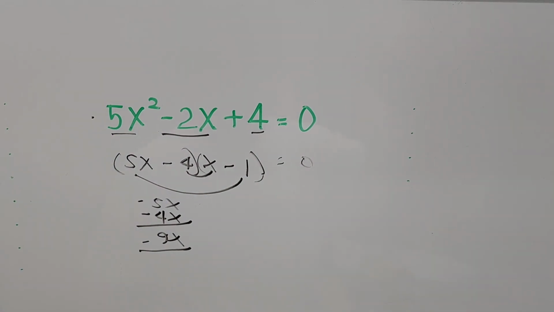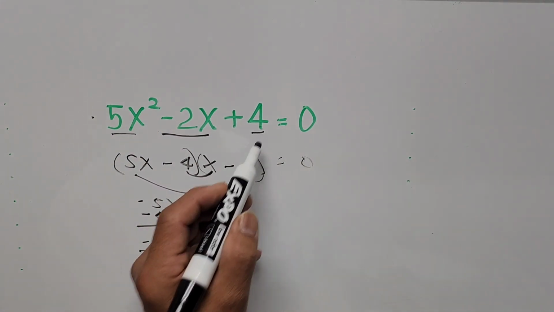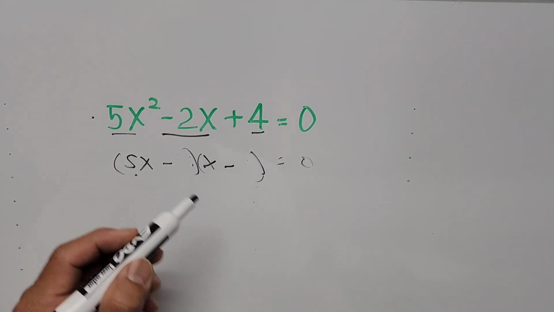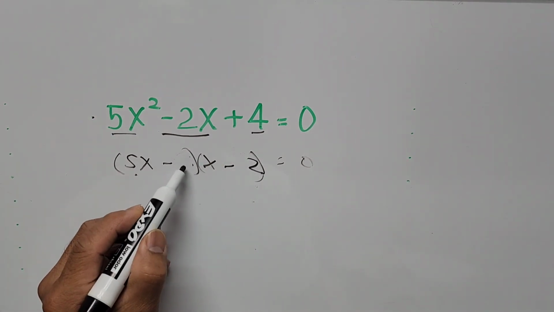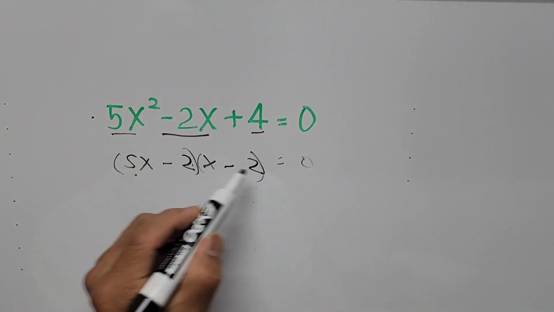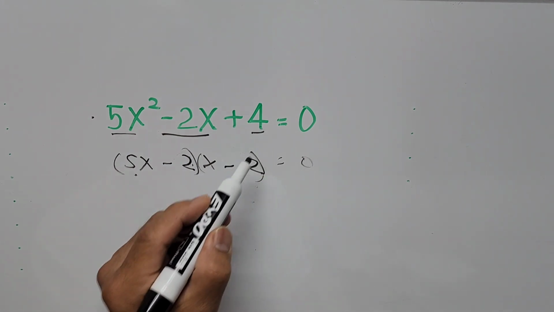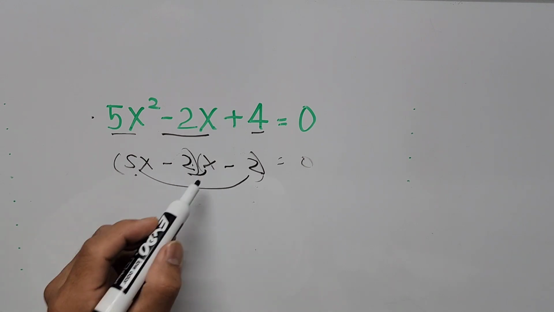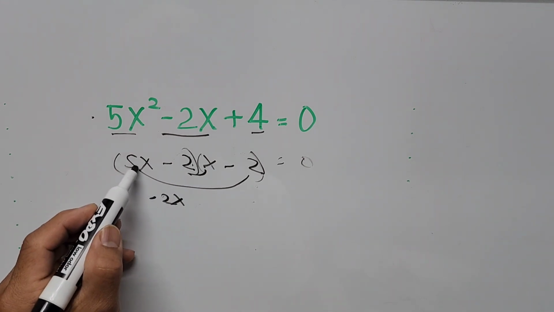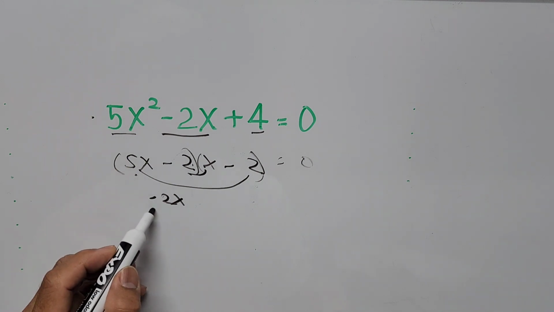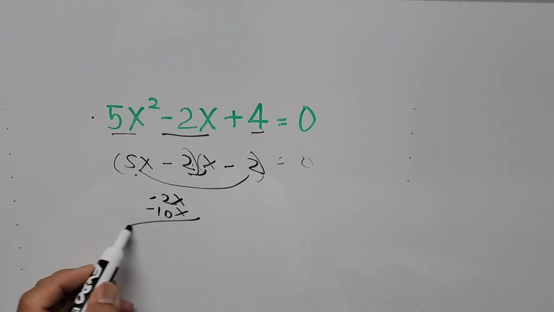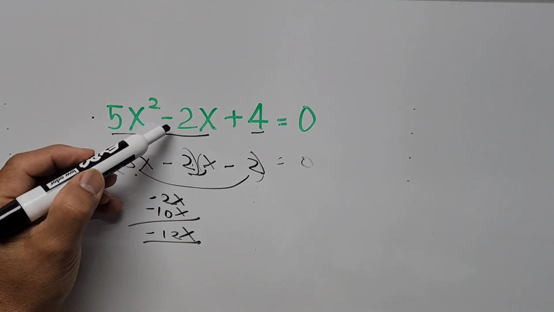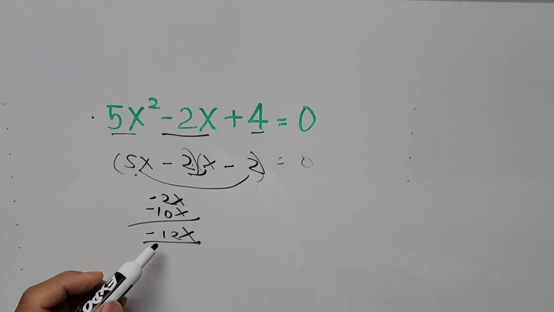So now if we use the other factors of 4, 2 and 2, we replace this with 2 and 2. So 2 times 2 is 4. Negative 2 times negative 2 is 4. So that would be okay. And then adding them up to the negative 2x middle term. 5x times 2, that's negative 10x. So we ended up with negative 12x. But this should be negative 2x. So there's no way we can factor it.